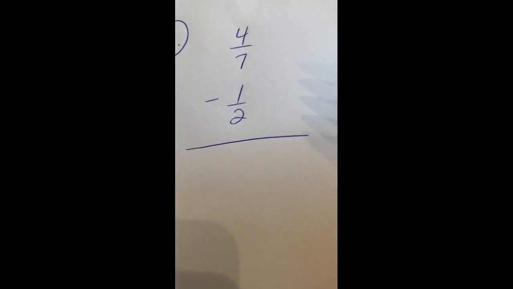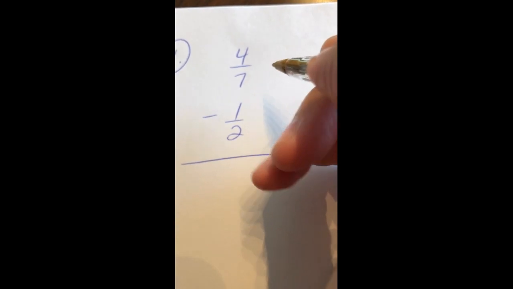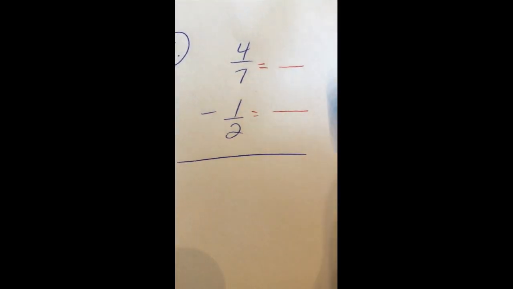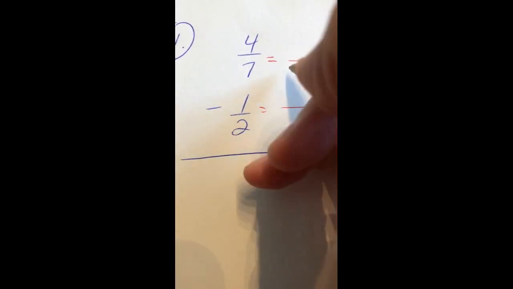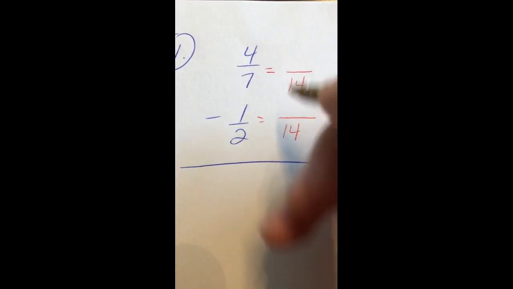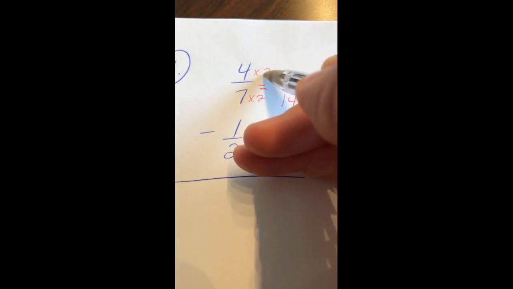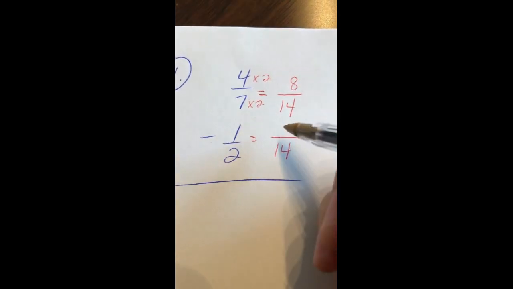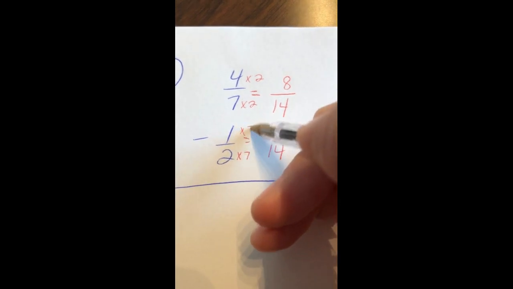The first step when solving subtracting fractions problems is to find a common denominator. So what we're going to want to do is find a common denominator. We're going to think, what do 7 and 2 both go into? I know that they both go into 14, so I'm going to make 14 as my common denominator. On the top, 7 times 2 is 14, so 4 times 2 is 8. Down at the bottom, 2 times 7 is 14, so 1 times 7 is 7.